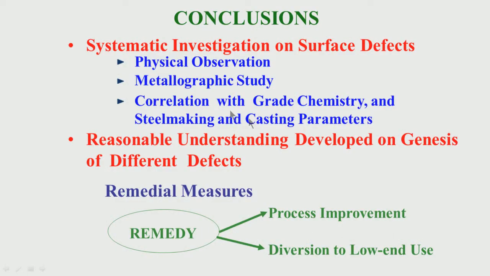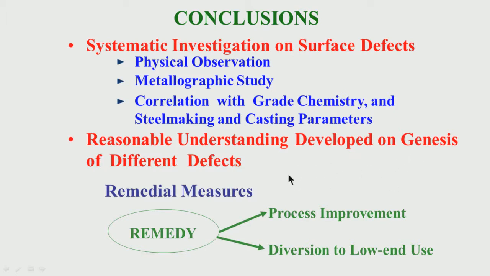Now, let me conclude by observing that in the systematic investigation on surface defects in rolled products, what we have done is we have made some physical observations, we have used good inspection facilities to find out at what stage the defect is there, what the frequency of the defect is, what the size and shape of the defect are, and then we have done some metallographic study. That means we have taken samples from the defect areas, carefully observing what the defect is, how it looks with the normal eye and under the microscope. With the metallographic study we have found out what the defects were, whether it was a crack or just entrapment. Then we have correlated with the grade, with the steel making and casting parameters. So, using all this, people can develop some reasonable understanding of the genesis of different defects.